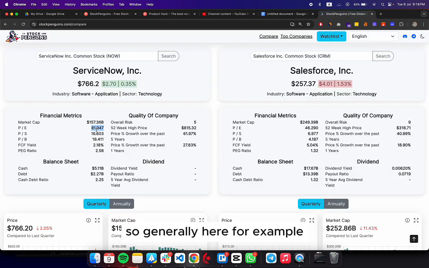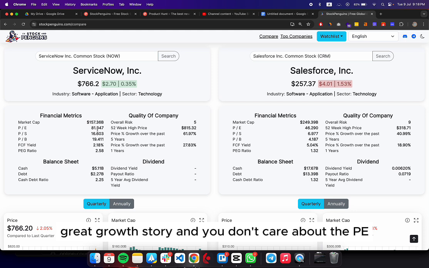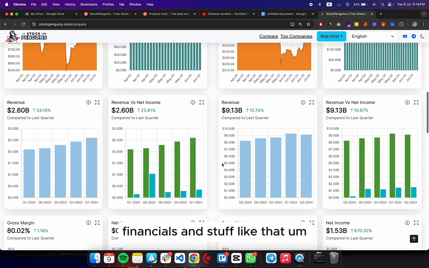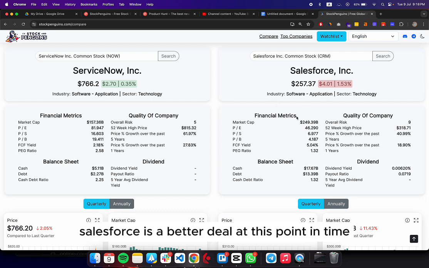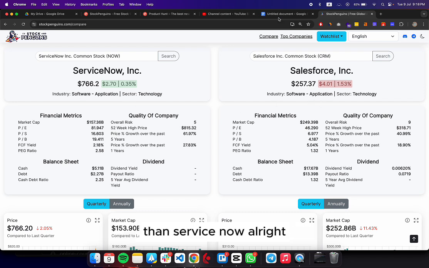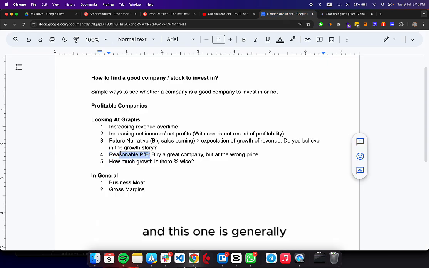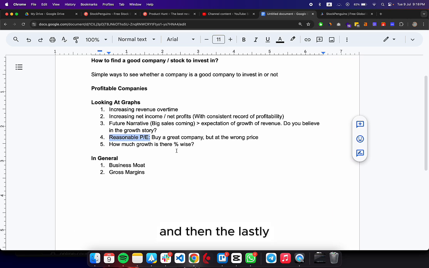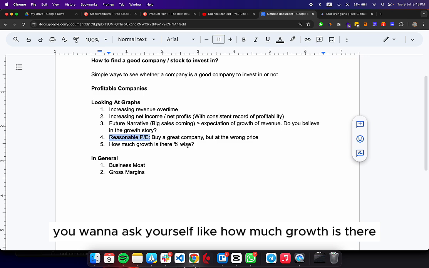So generally here, if you believe ServiceNow is a great company, a great growth story, and you don't care about the PE, it's fine. You can go ahead and buy it. But if you don't believe so, then do consider, because you can see here another B2B SaaS company in the software space is trading at a lower PE than what you want to buy over here. Obviously, go and take a look at the financials and stuff like that. But you can see Salesforce is a better deal at this point in time than ServiceNow. So you want to trade at a reasonable PE, and generally you just compare it with your market peers.